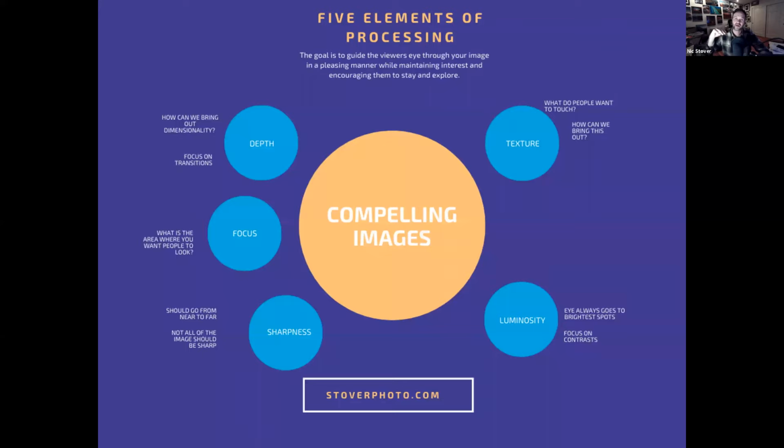I talk about in my light and color how we see light. We're wired to see the longest wavelength lights, which are the brightest lights, first. It's the way our cones are set up. It's how we see things. So these are the 5 elements of processing.